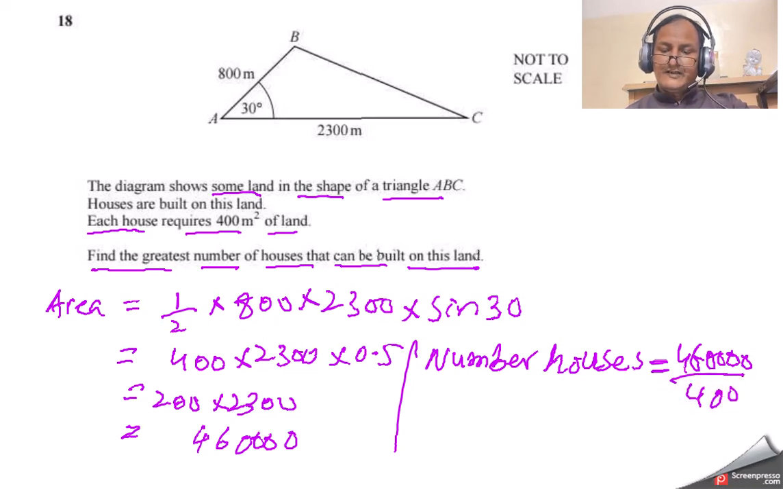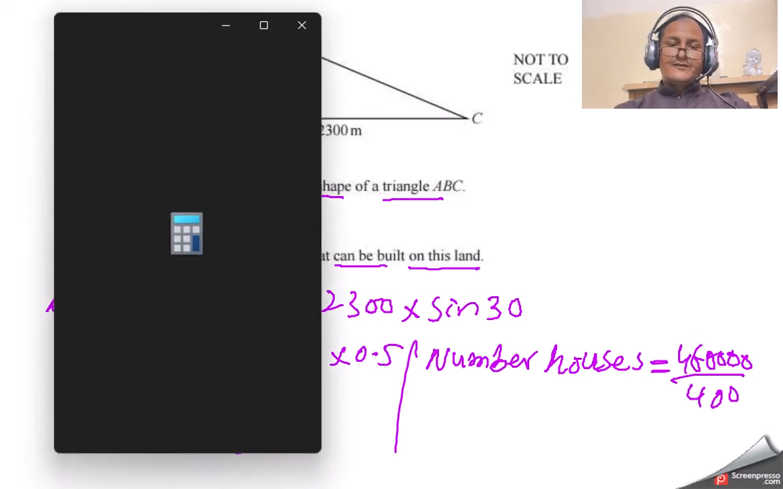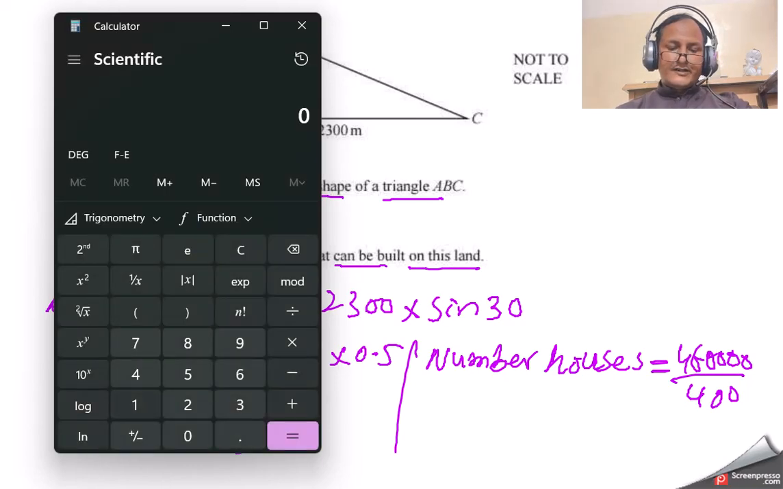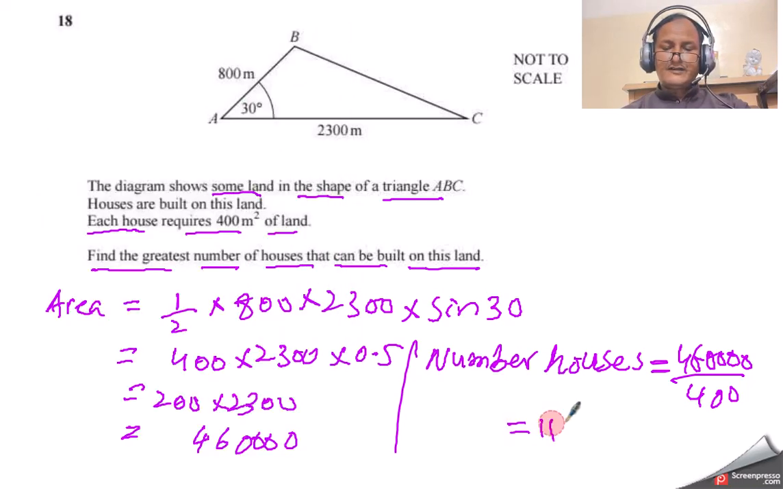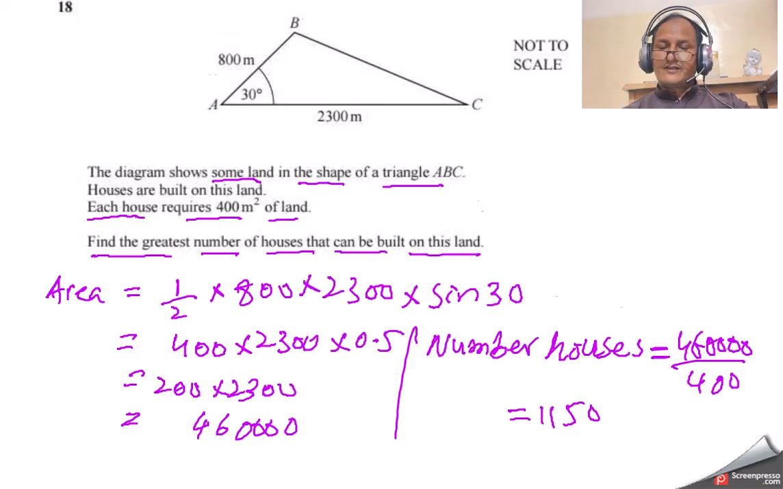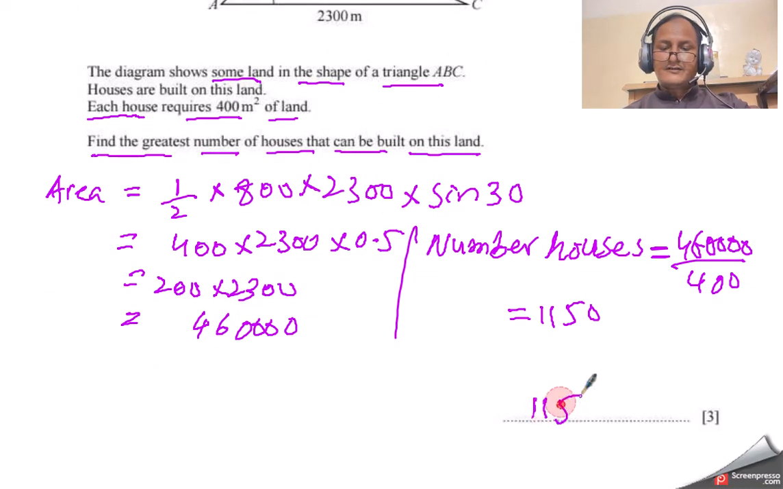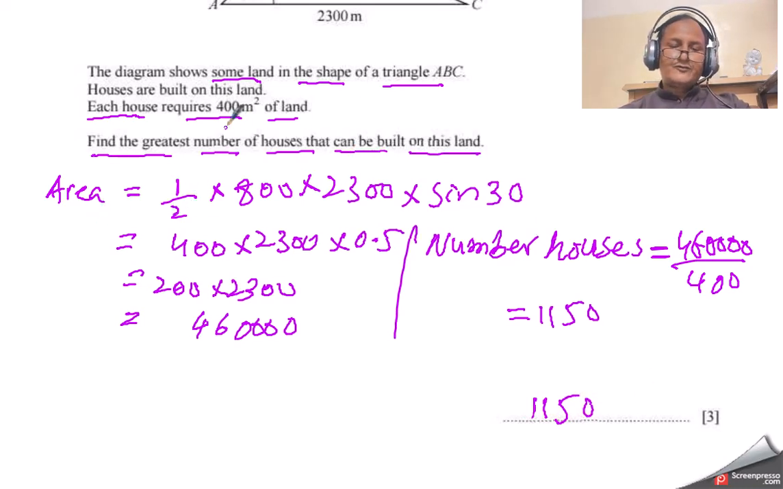When we divide with the help of a calculator, 460,000 divided by 400 gives us 1150 houses. Three more questions. You're supposed to write the answer in the answer space: 1150 houses. Very simple. You're supposed to find the total area, and then divide it by the area each house requires to find the number of houses.